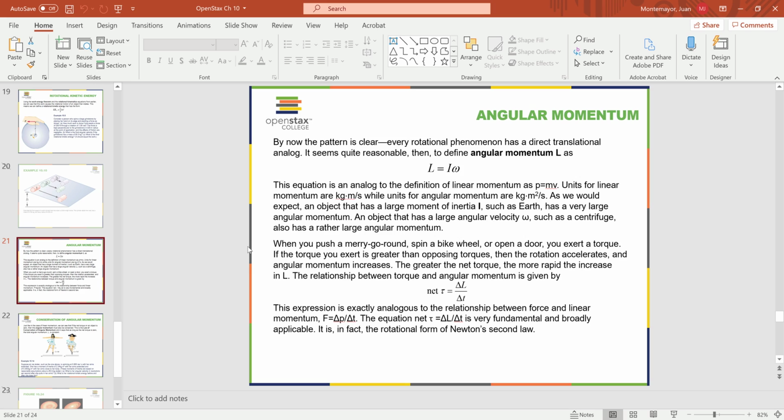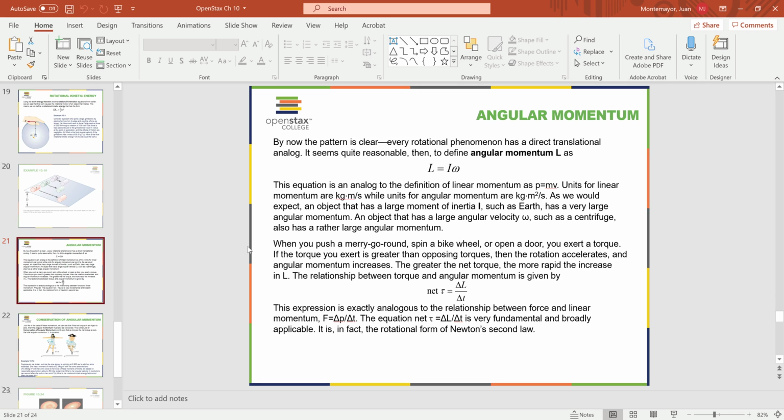When you push a merry-go-round, spin a bike wheel, or open a door, you exert a torque. If the torque you exert is greater than the opposing torques, then the rotation accelerates and the angular momentum increases. The greater the net torque, the more rapid the increase in L. The relationship between torque and angular momentum is given by net torque equals change in angular momentum over change in time.